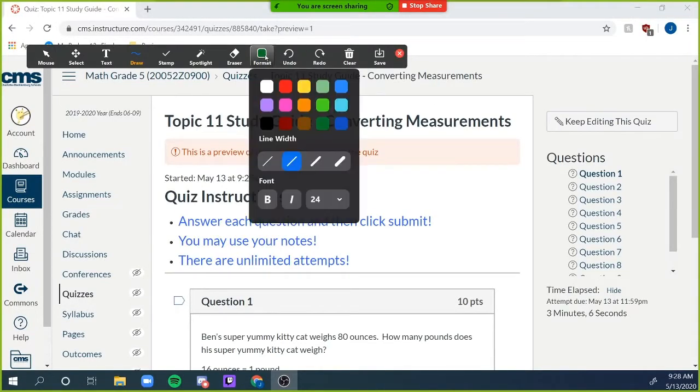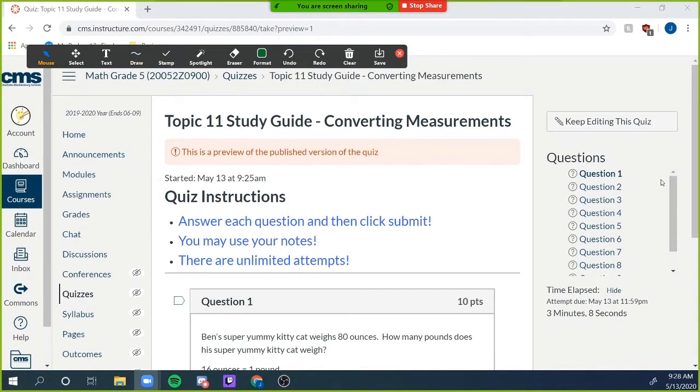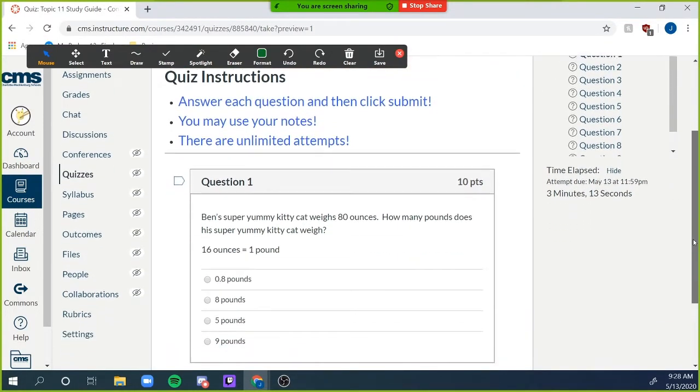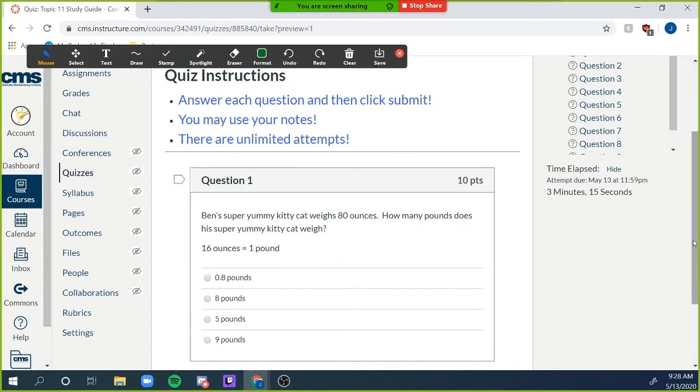All right. So number one on our study guide for topic 11, converting measurements. Ben's super yummy kitty weighs 80 ounces. How many pounds does his super yummy kitty weigh? Well, we can tell that they want us to convert to pounds from here. So they're saying how many pounds does it weigh? So we know that it's 80 ounces, and I'm going to write OZ for ounces, equals some number of pounds. And you'll see over here that they gave us the base conversion for it, and it's going to be 16 ounces is equal to 1 pound.